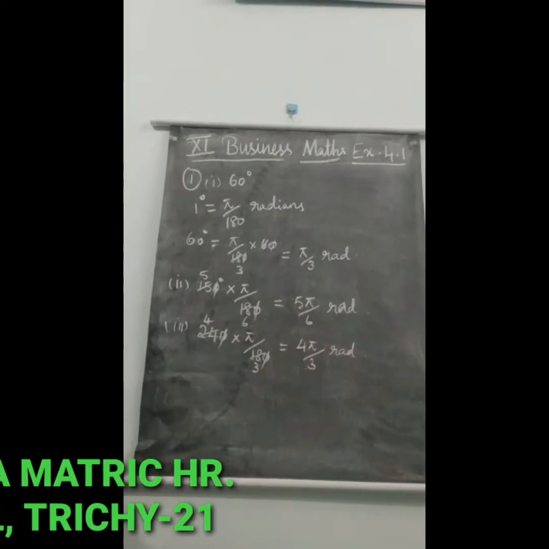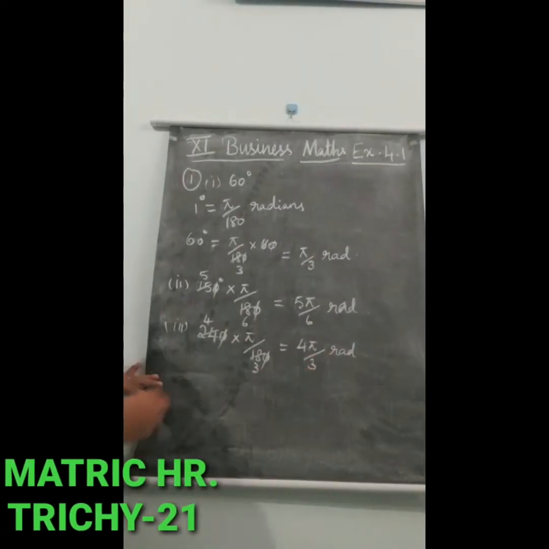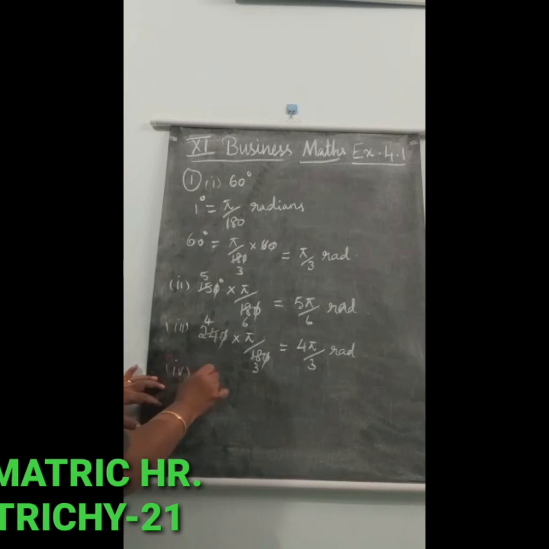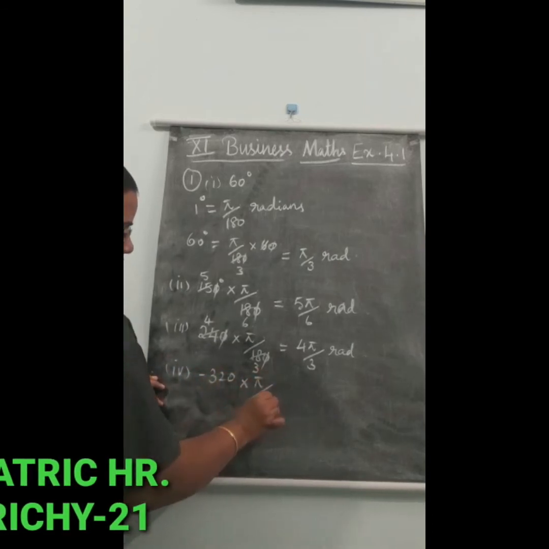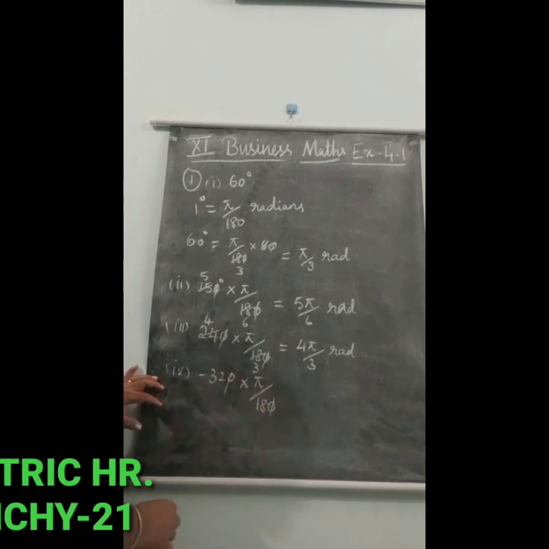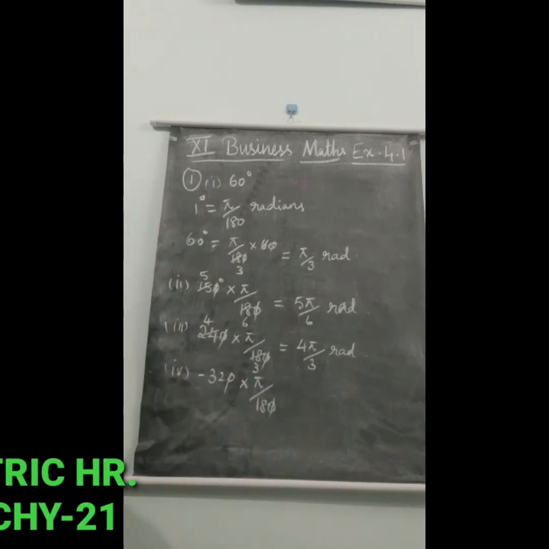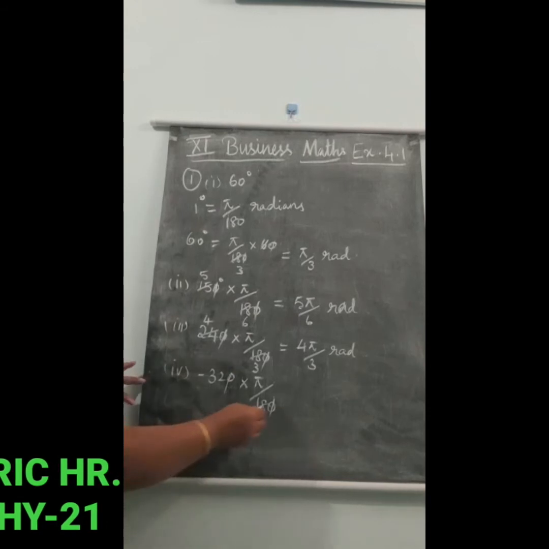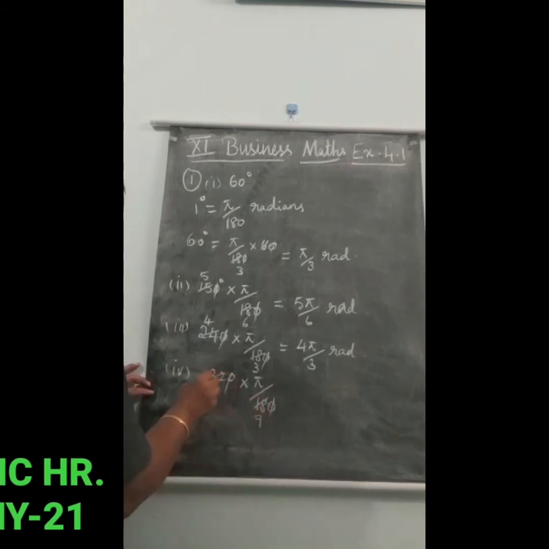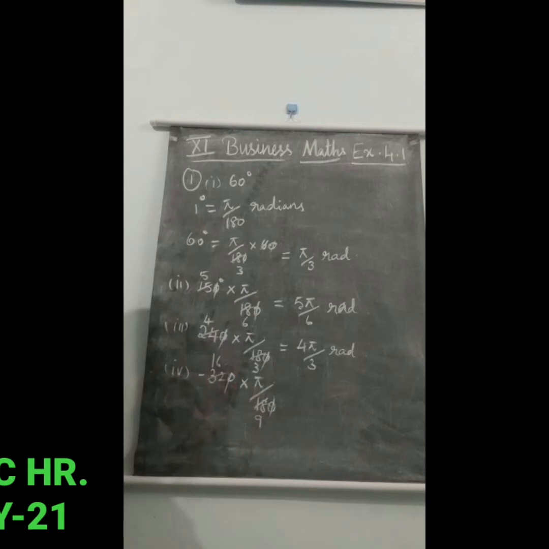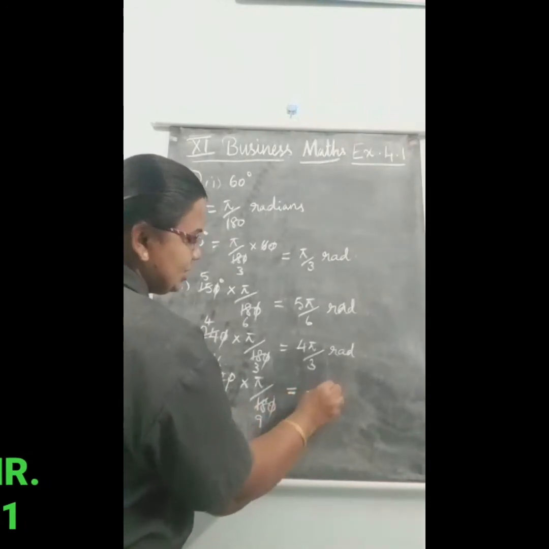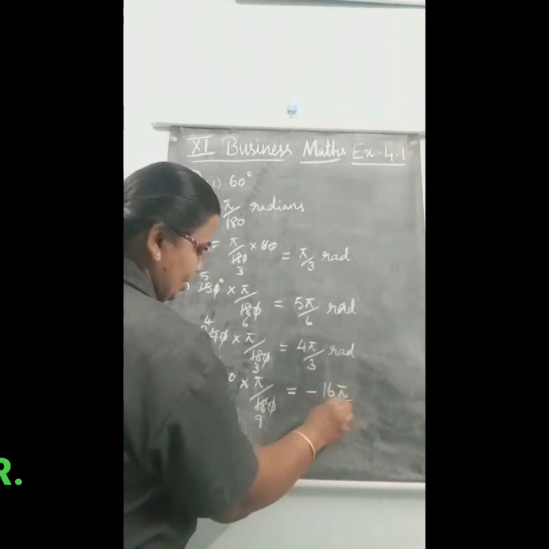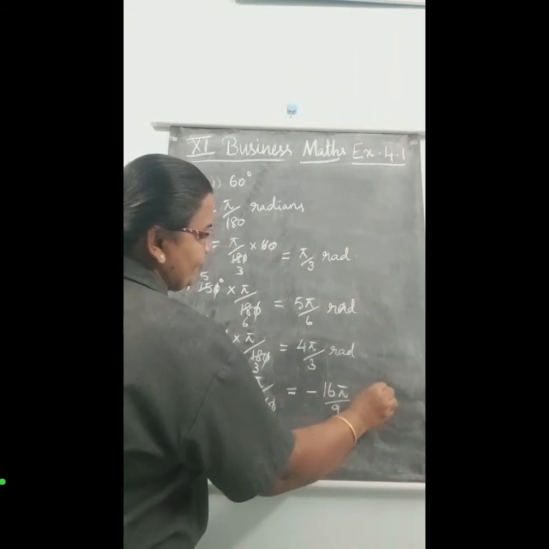And the fourth question is minus 320. Minus 320 into pi by 180. The 0 cancels. Here in the 2 table, 9 times, and here 2 table 16 times. So 16 2s are 32, and here 9 only. So that is equal to minus 16 pi by 9 radians.